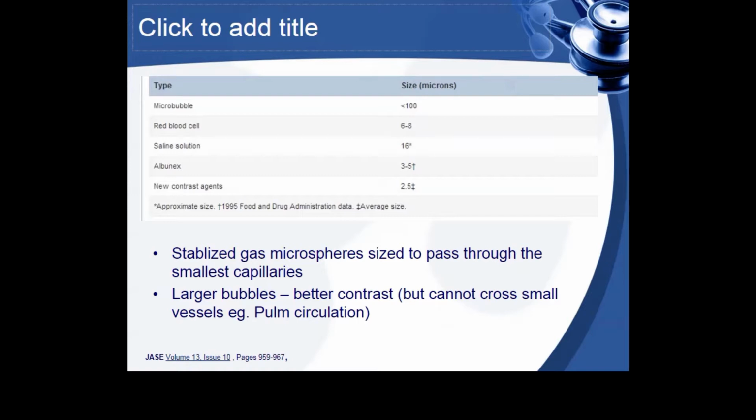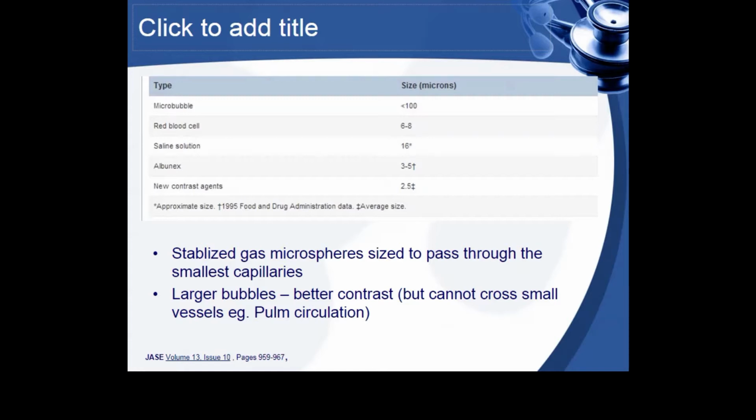It's very small. Just to give you a frame of reference, a red blood cell is about 6 to 8 microns. Saline solution, which is the bubbles that you use for your bubble study, is 16 microns. And the newer contrast agents, Definity and Optison, run about 1 to 5 microns, roughly.